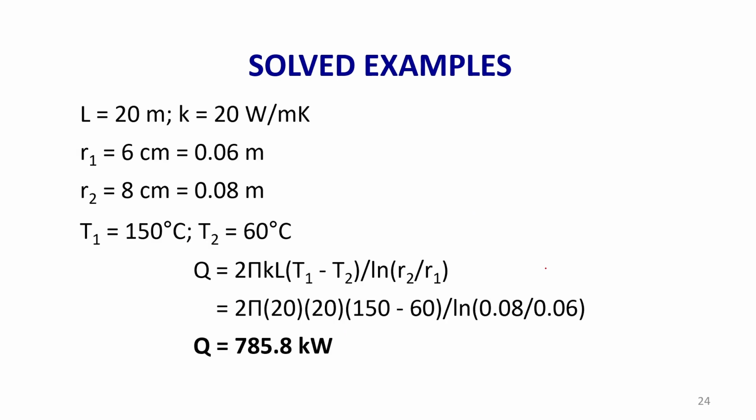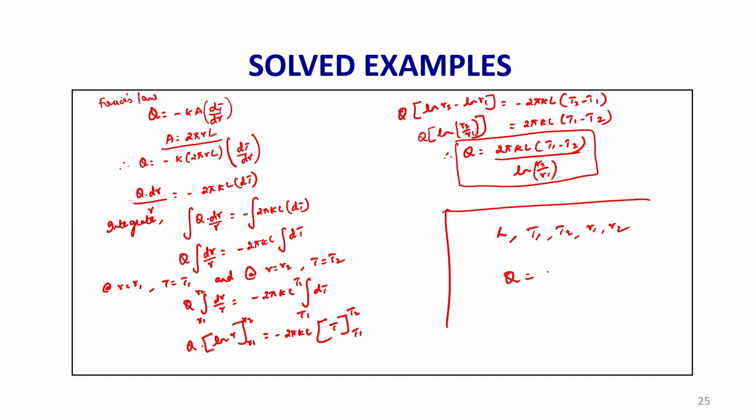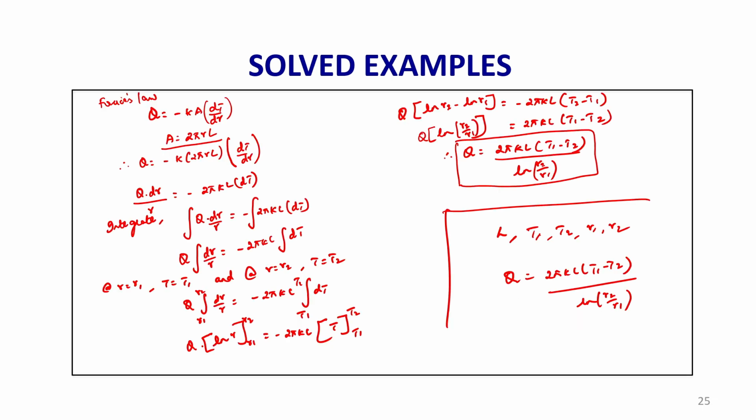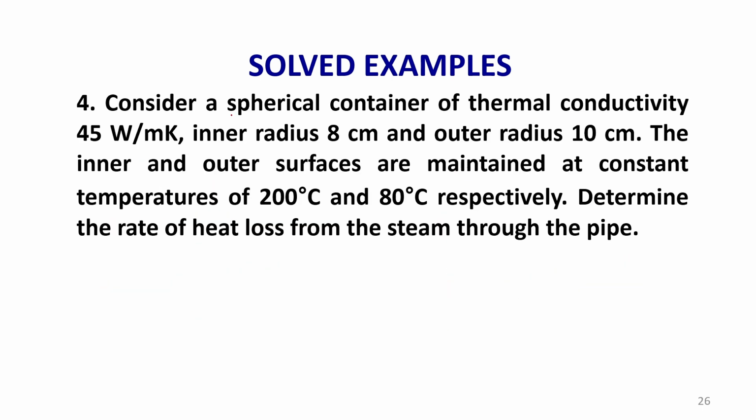Okay. 2 pi KL, use this formula, which we derived by applying Fourier law of heat conduction, divided by ln of R2 by R1. So, all the data are given and you can find out the value of Q. So, it comes to 785.8 kilowatt.